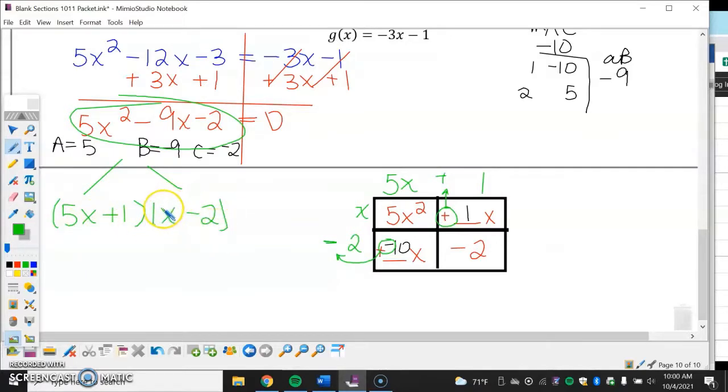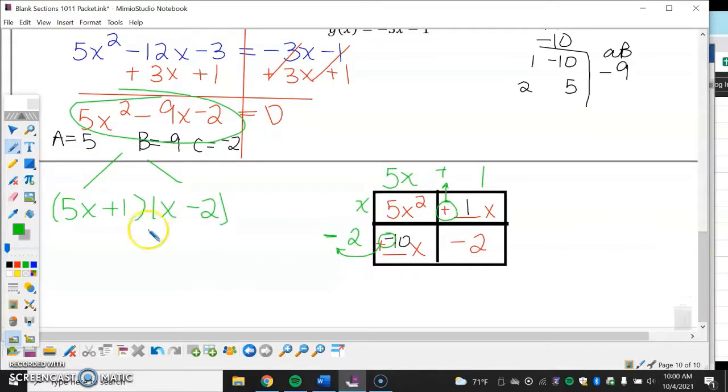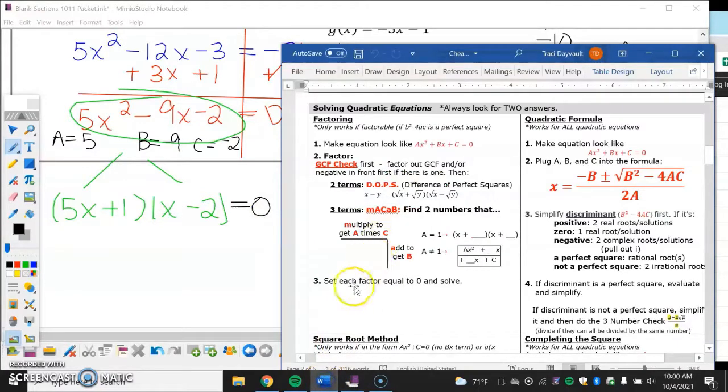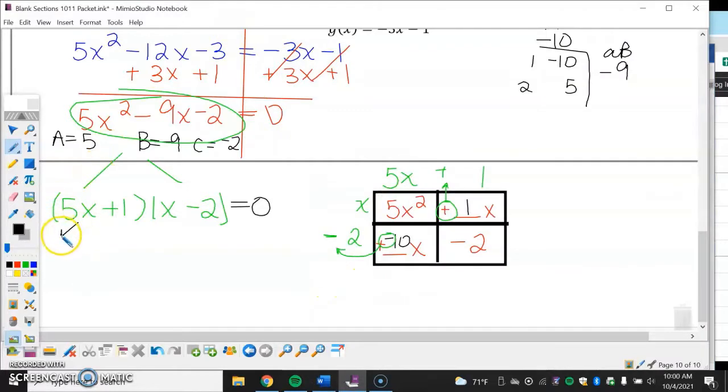Like I said, we could have used the quadratic formula or completing the square or anything like that. That would also work. All right, I'm not done yet. What do I still need to do after I factor? We still set each factor equal to 0 and solve. So I'm going to solve 5x plus 1 equal to 0. And I'm going to solve x minus 2 equal to 0. Let's look at solving this little mini middle school equation here. What do you get for x?